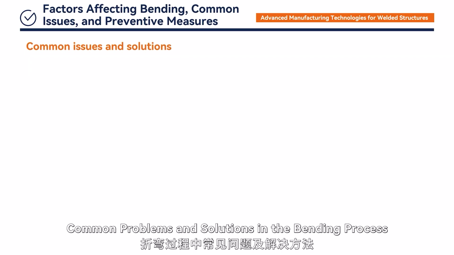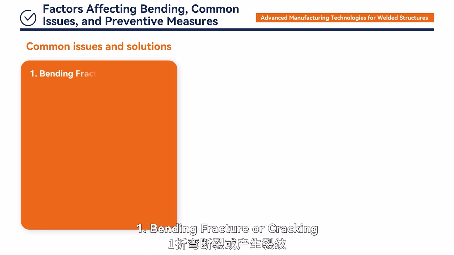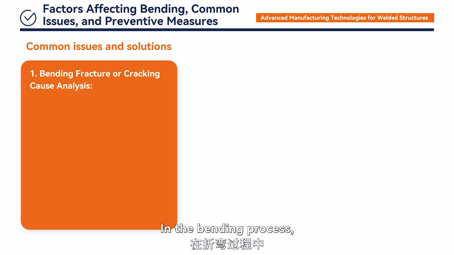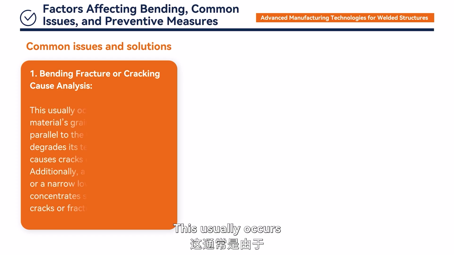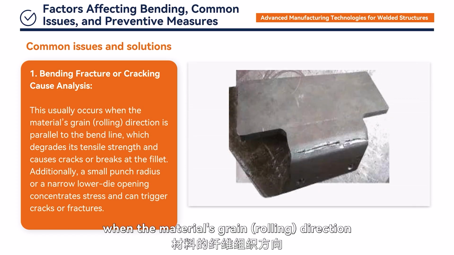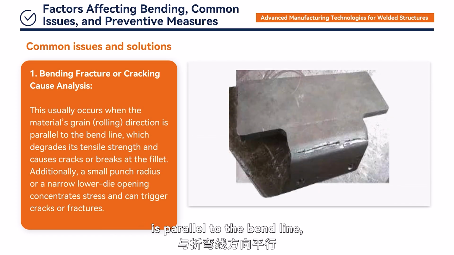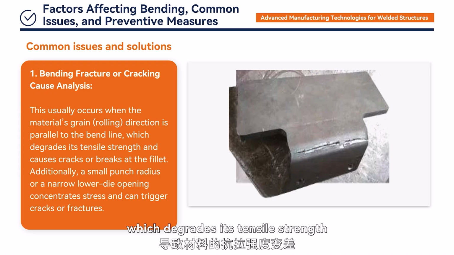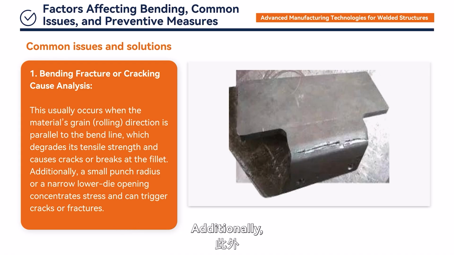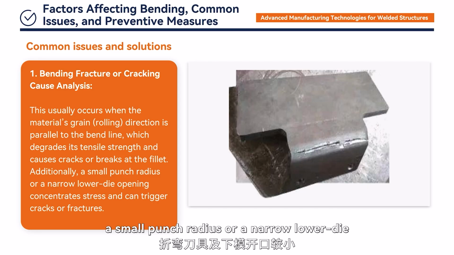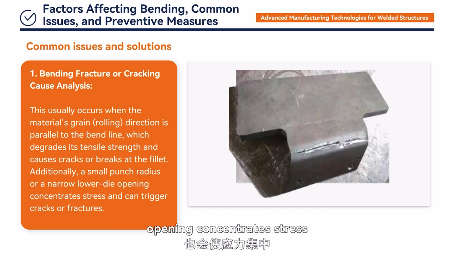Common problems and solutions in the bending process. 1. Bending fracture or cracking. In the bending process, one common issue is that the workpiece fractures or develops cracks. This usually occurs when the material's grain rolling direction is parallel to the bend line, which degrades its tensile strength and causes cracks or breaks at the fillet. Additionally, a small punch radius or a narrow lower die opening concentrates stress and can trigger cracks or fractures.